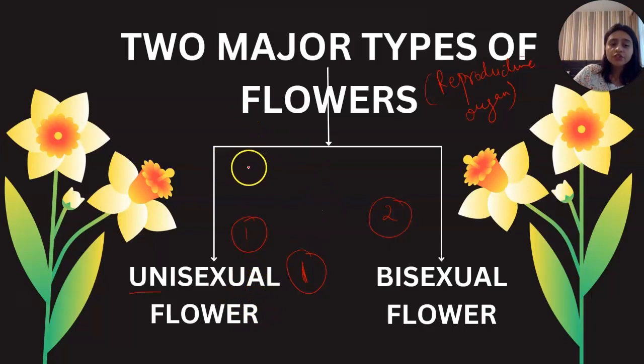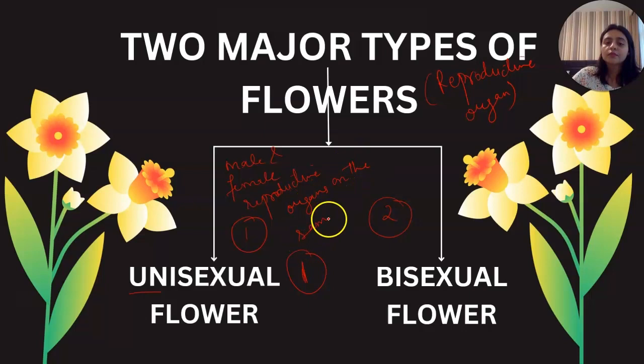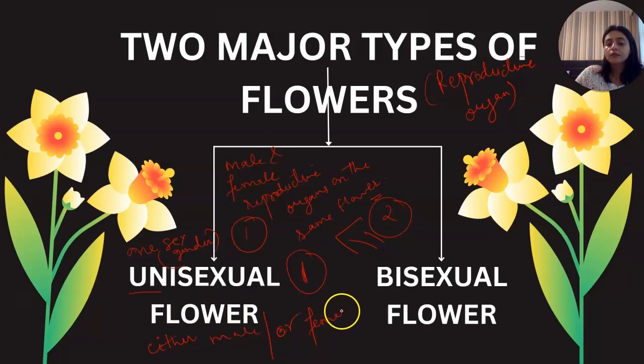A flower which has both male and female reproductive organs on the same flower is known as a bisexual flower. In a unisexual flower, only one sex, one gender, is there: either male or female. Bisexual means two sexes are involved, and one sex is involved in a unisexual flower. You got it, right? Let us see next.